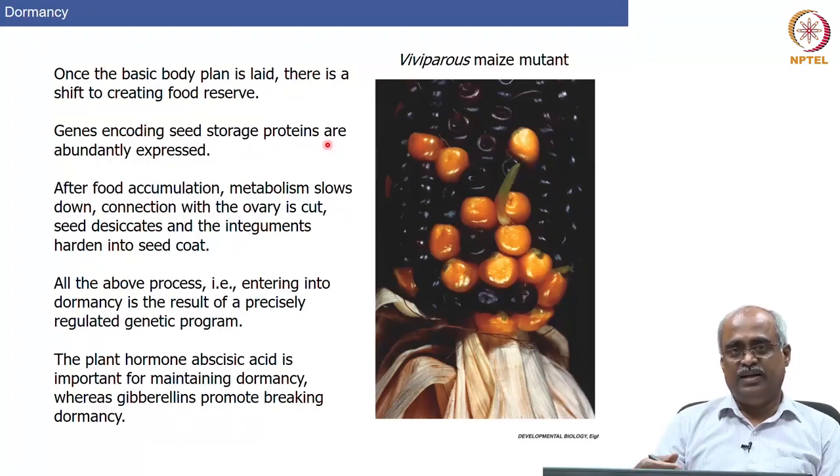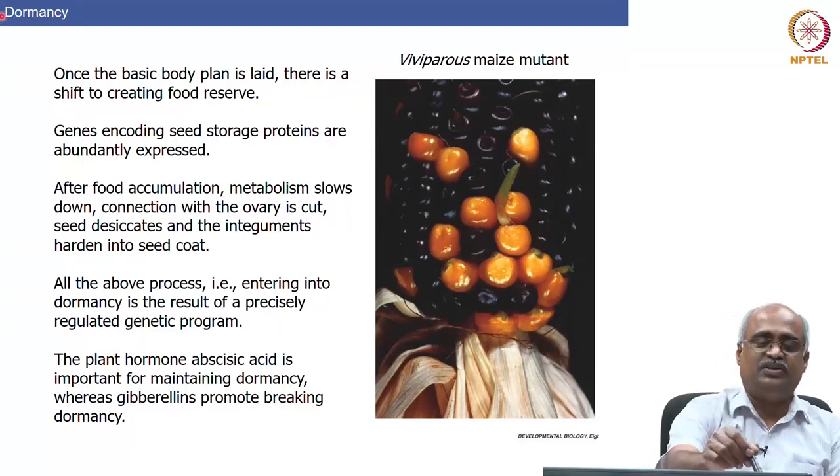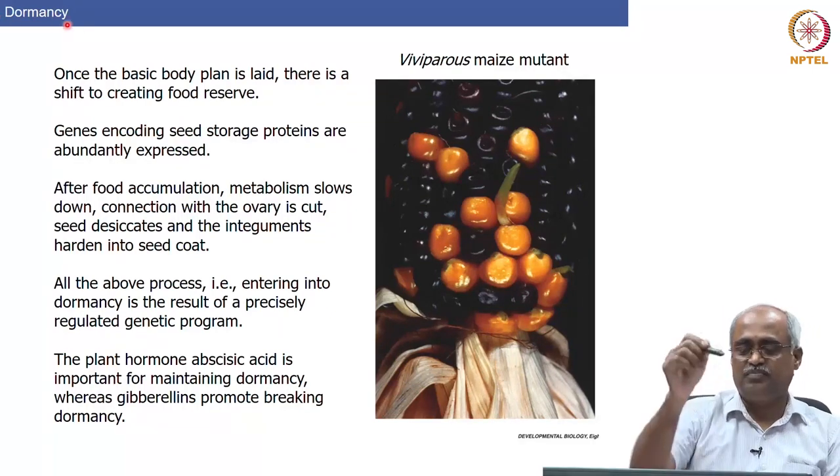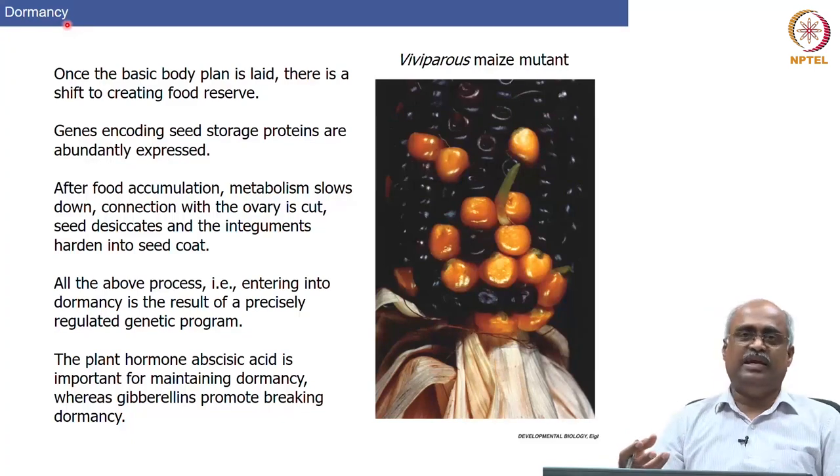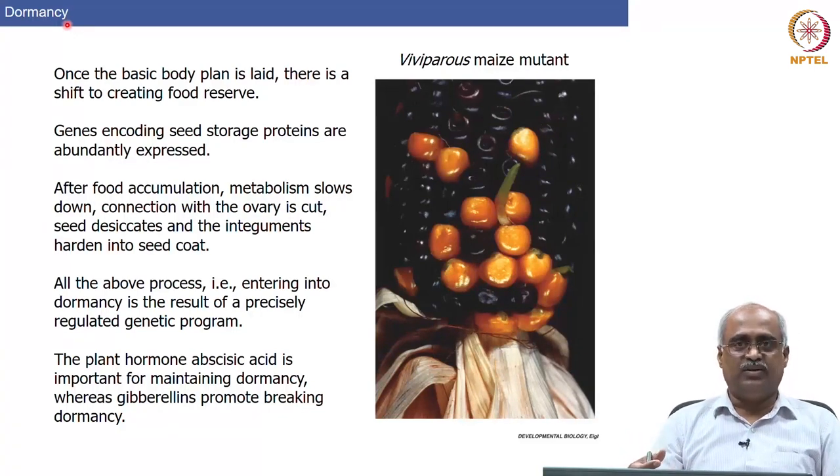Once that is done, it takes another break. That break is what we call dormancy. The metabolism slows down, the connection with the ovary is cut, like the placental connection is cut, and the integuments start to harden and become seed coat, and the embryo proper, the endosperm or the seed, loses a lot of water. It desiccates.